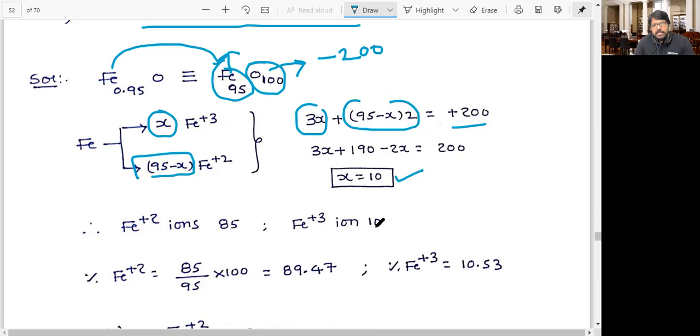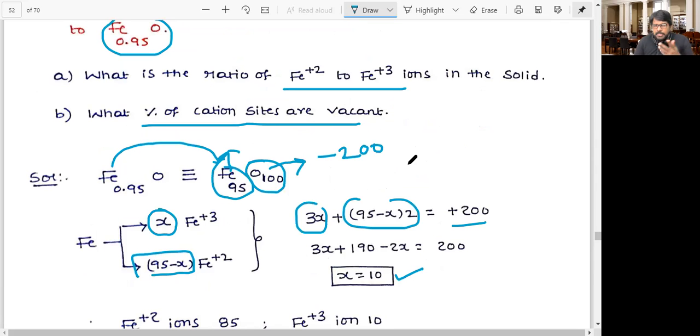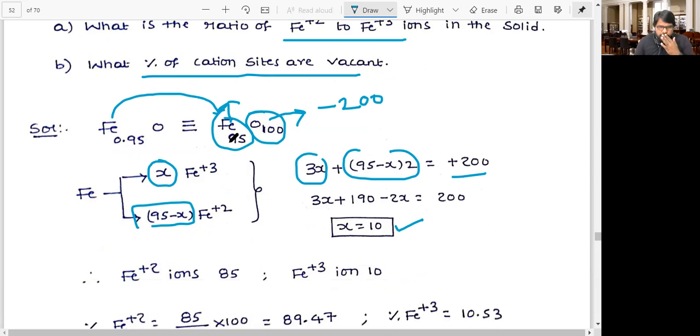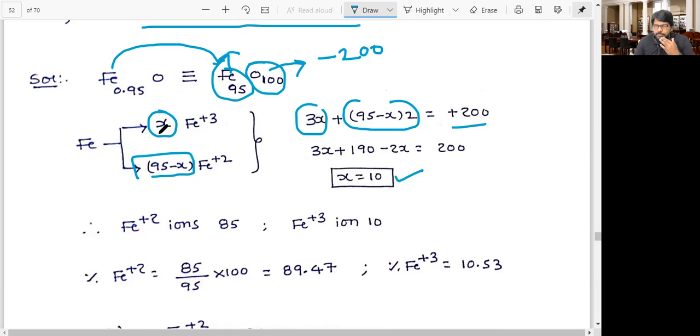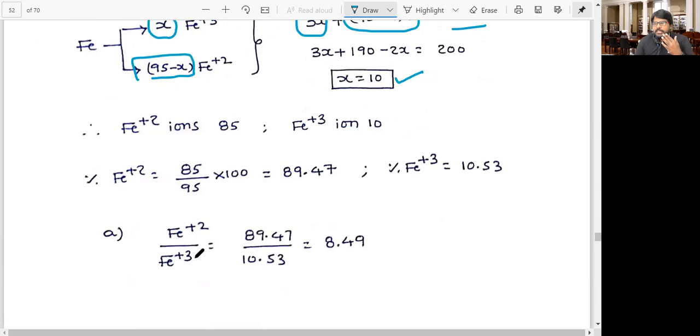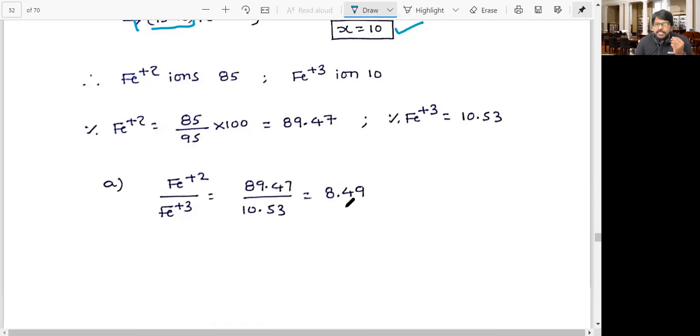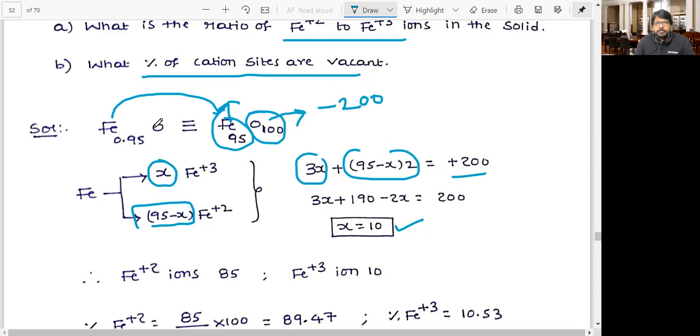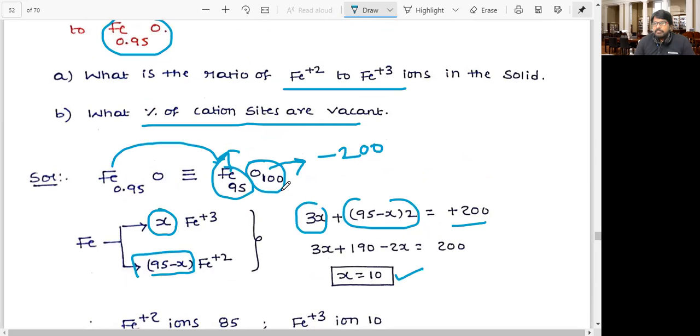In fact, here only we are getting the answer because he has not asked the percentage actually. He is asking the ratio. So Fe+3 is 10, Fe+2 will be 85. And the question is ferrous ion to ferric ions. So ferrous ions 85, ferric ions 10, and you will be getting 8.5. The first question is over. But what is the second question? What percent of cation sites are vacant?